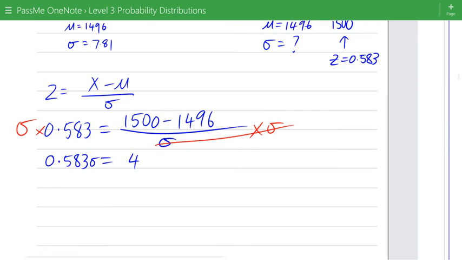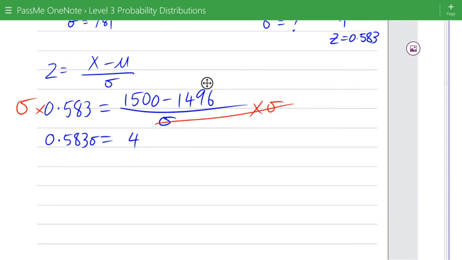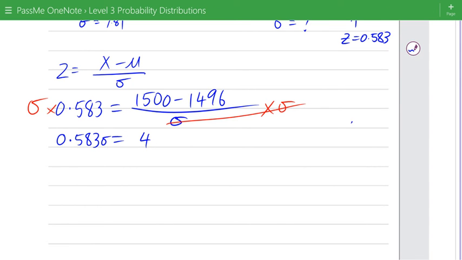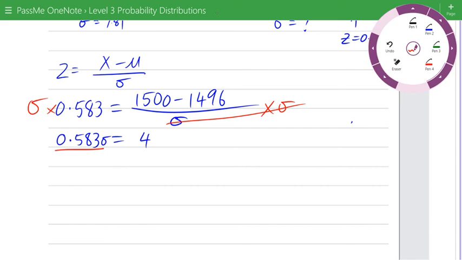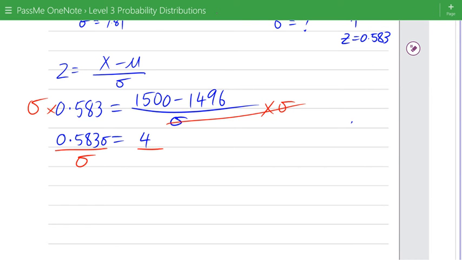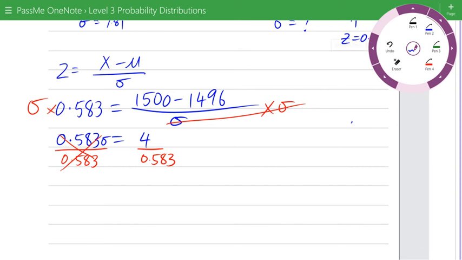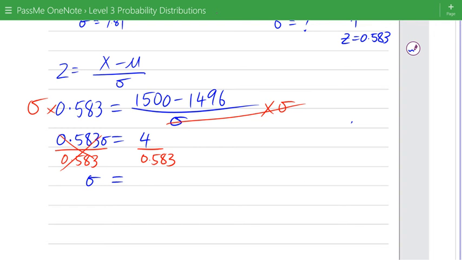Okay, so our next step is we're going to divide both sides by 0.583. So it cancels out on that side, and all we're left with is sigma. So we've got sigma equals 4 divided by 0.583, we put that into a calculator, and we get 6.861, and that's our standard deviation.